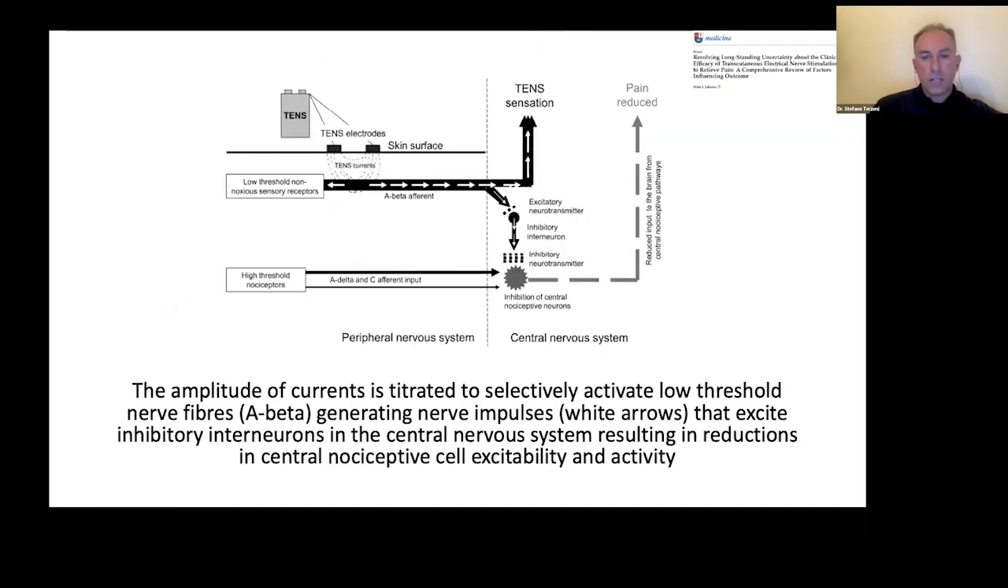Still about the rationale of the TENS, the amplitude of the currents is regulated to selectively activate low threshold nerve fibers, so the A beta, generating nerve impulses that activate the inhibitory interneurons in the central nervous system. This results in the actual effects of reduced nociception and the antalgic effects that we desire.